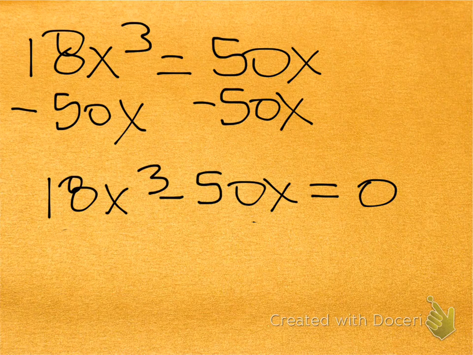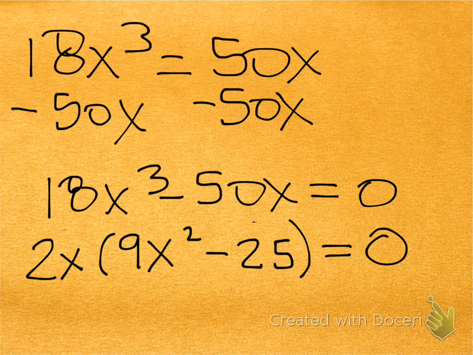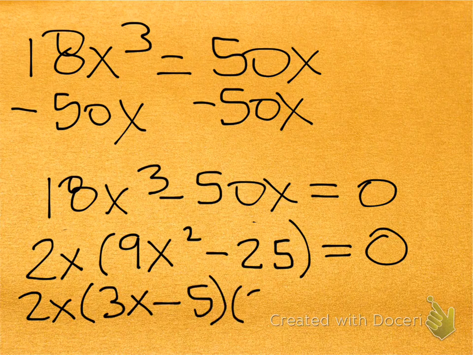So we're left with this. Then we need to take out a 2x, and that'll give us perfect squares. So we have 9x squared minus 25. And 9 and 25 are both perfect squares, so we further factor that to be 3x minus 5 and 3x plus 5.